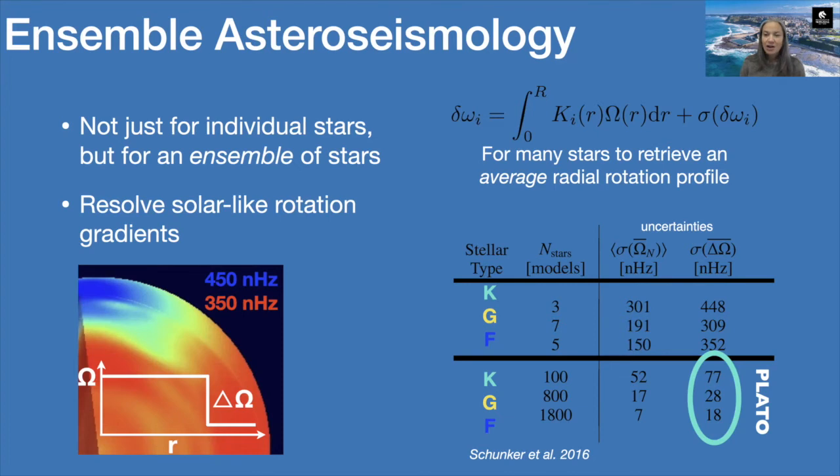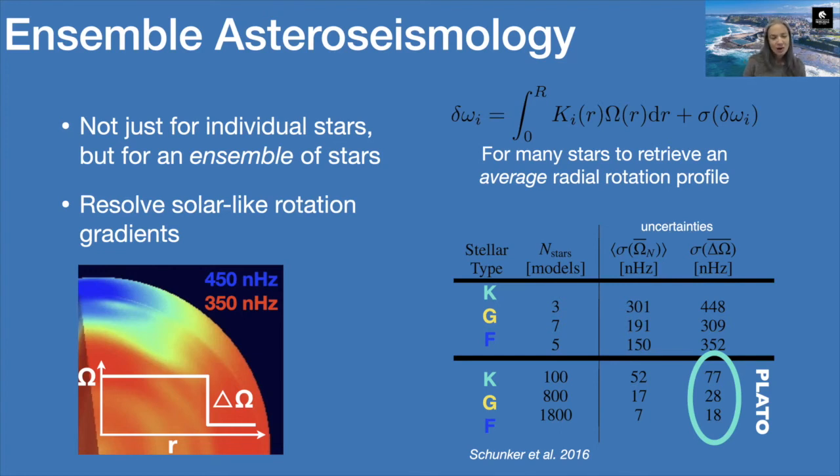So in our inversion equation, what we can put there is not just one star, but we can analyze the frequency splittings of many stars. And what we will get out of this is an average radial rotation profile. We did an experiment where we estimated the uncertainties we could get by observing a number of stars with Plato, for example, and we divided these into ensembles based on their stellar type, just as a test.